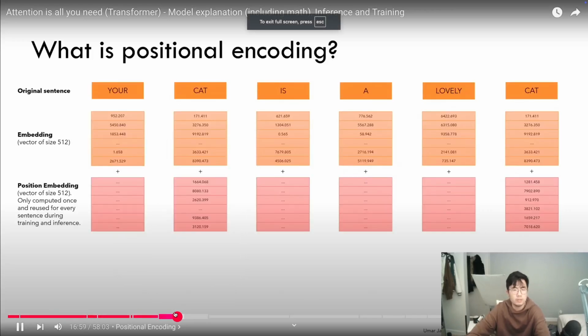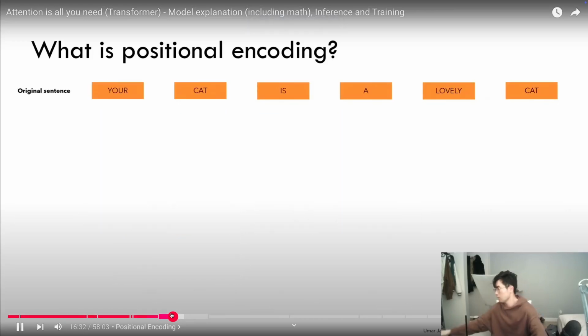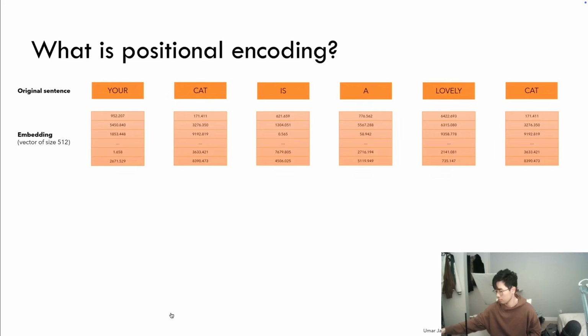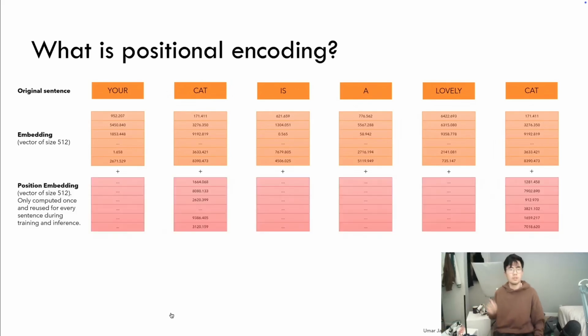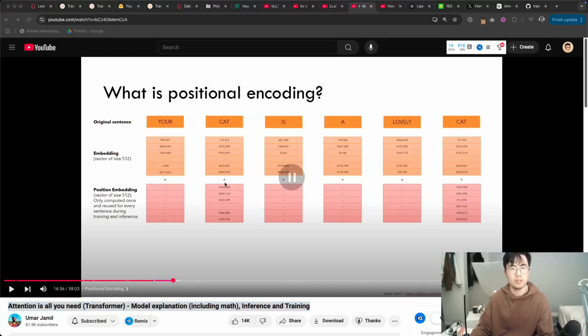The words are first converted into embeddings using the previous layer, so the input embeddings, and these are embeddings of size 512. Then we create some special vectors called the positional encoding vectors that we add to these embeddings. The vector we see here in red is a vector of size 512, which is not learned. It's computed once and not learned along with the training.